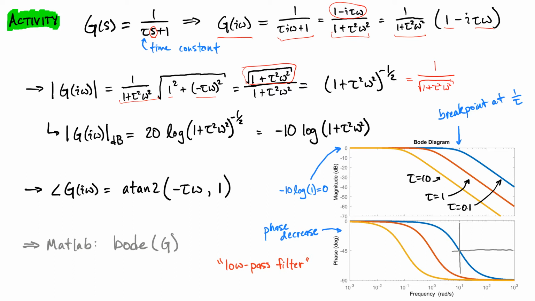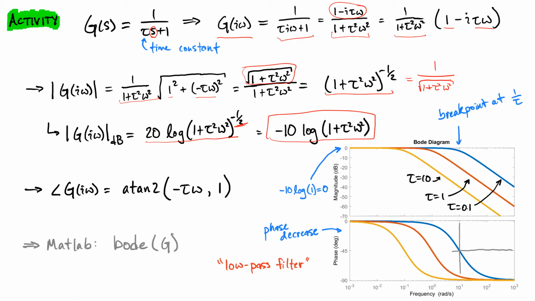All right, so that's the magnitude. If we'd like that in decibels, then we take 20 times the base 10 log of that. So we're just going to take 20 times the base 10 log of this quantity here. That gives us this. We can use some log rules to bring down this minus 1/2 in the exponent to get minus 10 log of 1 plus tau squared omega squared.